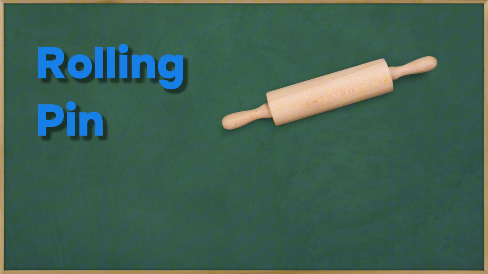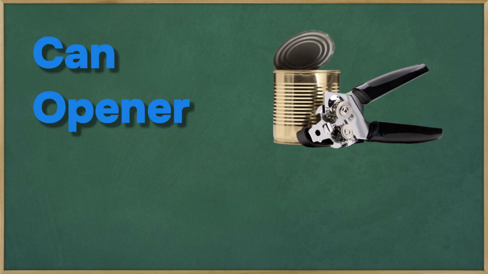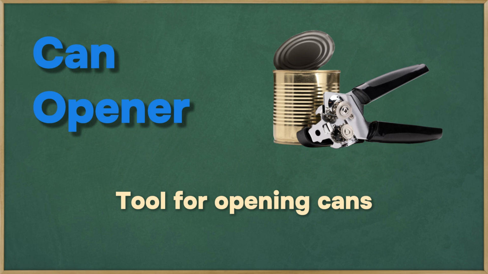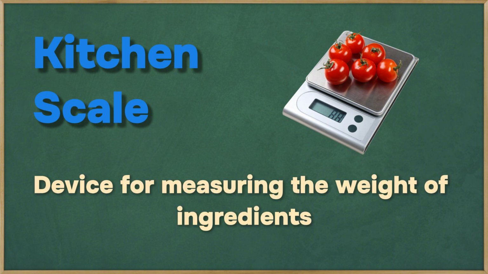Rolling pin. Cylinder for flattening dough. Can opener. Tool for opening cans. Kitchen scale. Device for measuring the weight of ingredients.